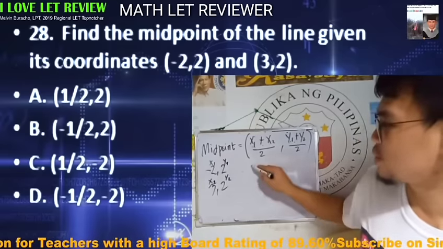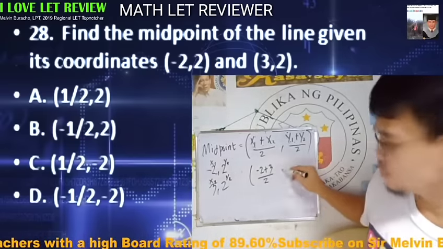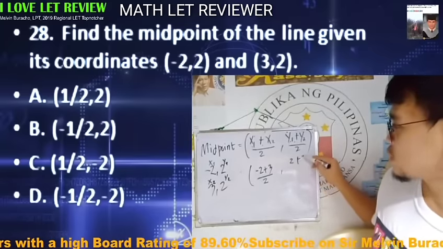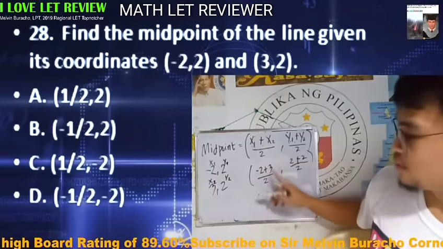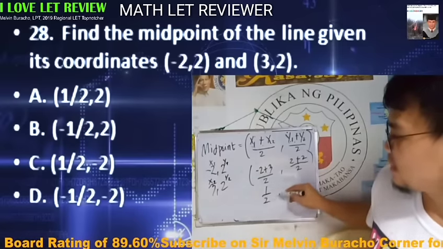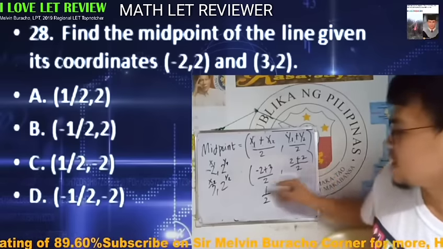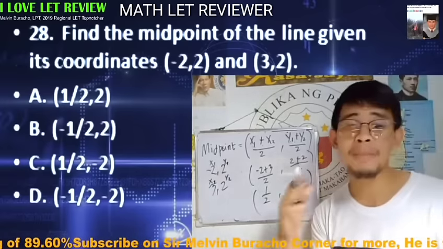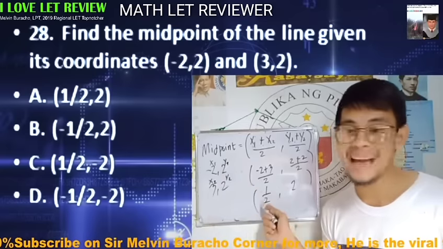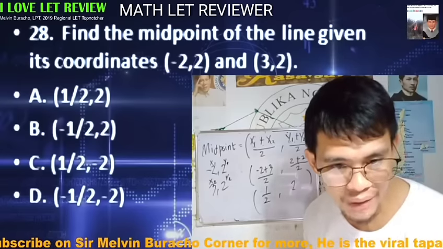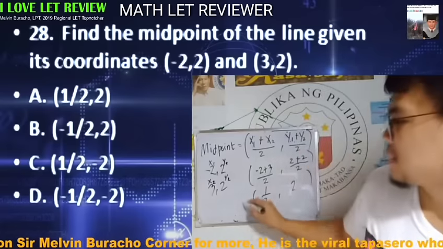Now, try to substitute them. X sub 1, that is negative 2 plus 3 over 2. And then, 2 plus 2 over 2. Okay, so, perform them. Negative 2 plus 3, that is 1 half. And then, 2 plus 2, 4. 4 divide 2, that is 2. So, this is now the midpoints, okay? Again, the midpoints for negative 2 and 2 and then 3 and 2 is 1 half and 2. Look at the choices. 1 half and 2. What letter? Number 28 is letter A, okay? So, the number 28 is letter A.